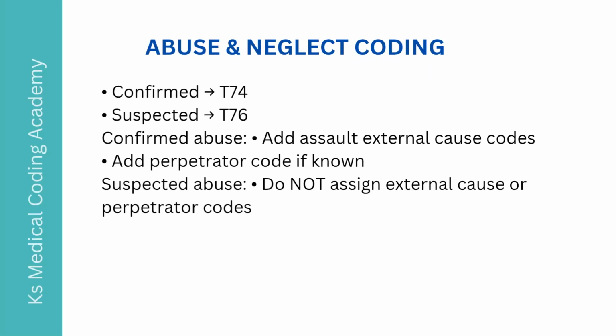Abuse and neglect. Confirmed abuse is coded with T74. Suspected abuse is coded with T76. For confirmed abuse, assign external cause codes and perpetrator codes if known. For suspected abuse, do not assign external cause or perpetrator codes.